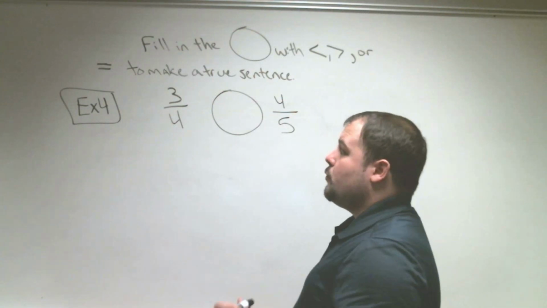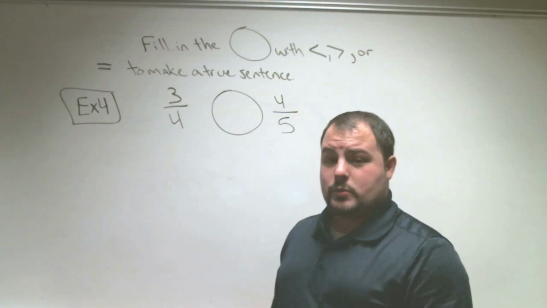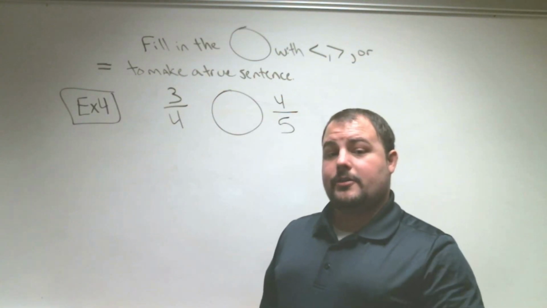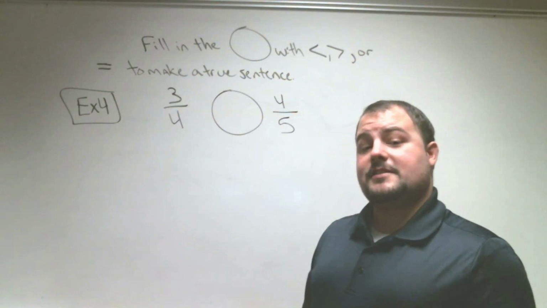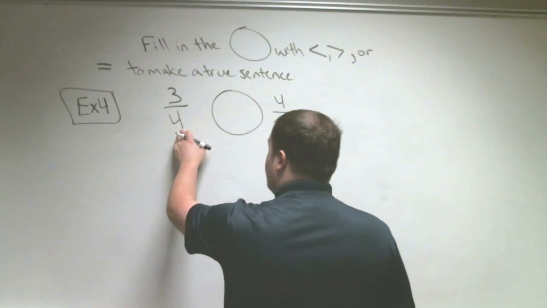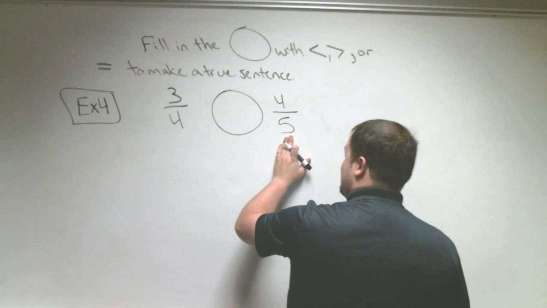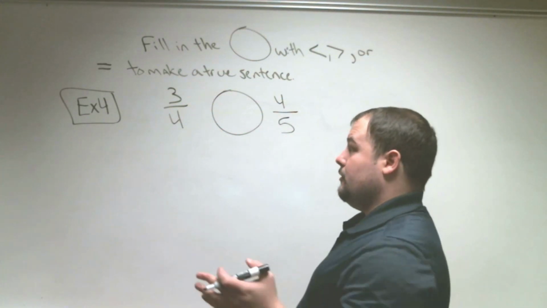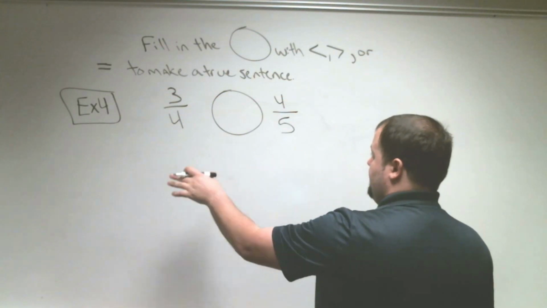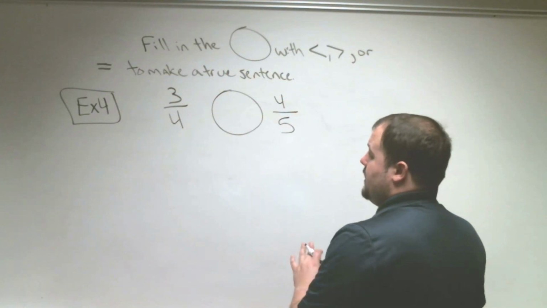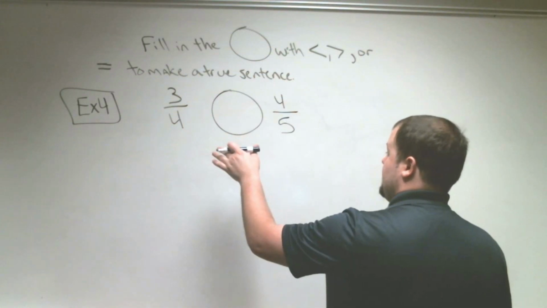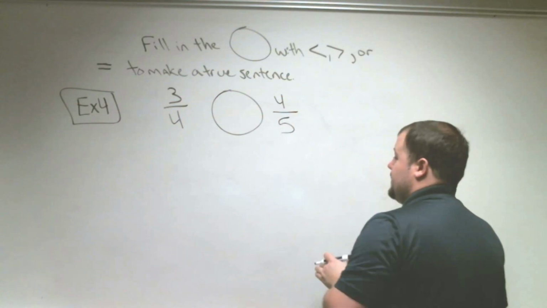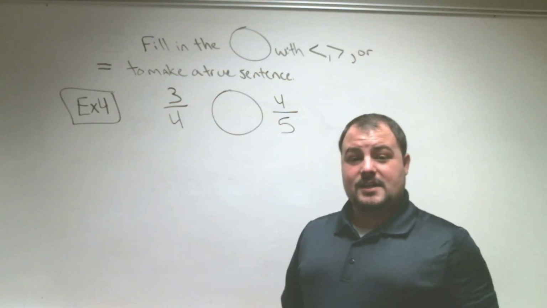Alright, so example 4, we're going to compare these two fractions and figure out which one is bigger or smaller. So what we want to do is find out multiples of the denominator and figure out where they're going to have something in common. Well, I'm looking at 4, I'm looking at 5, and I know 4 times 5 is 20. So 20 is a common number. I want to make sure that there's nothing smaller. This goes 4, 8, 12, 16, 20, 5, 10, 15, 20. So the first number that they're both the same is 20.